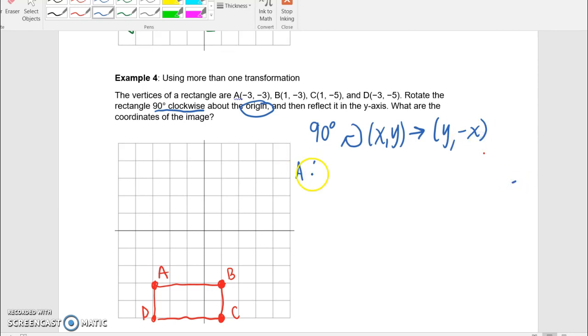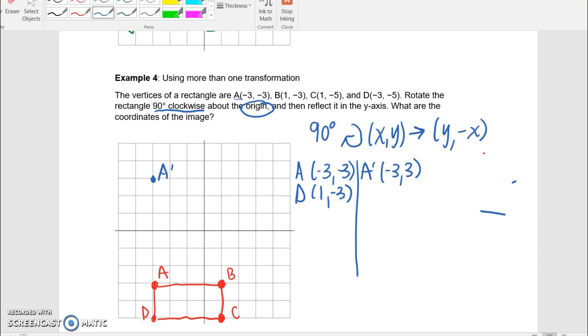So A is at -3, -3, and so A prime is going to be at -3, +3. Now, it doesn't look like that the X values changed, but they did. So there's my A prime. D is at 1, -3. So those will switch spots. Oops, I wrote the wrong letter.